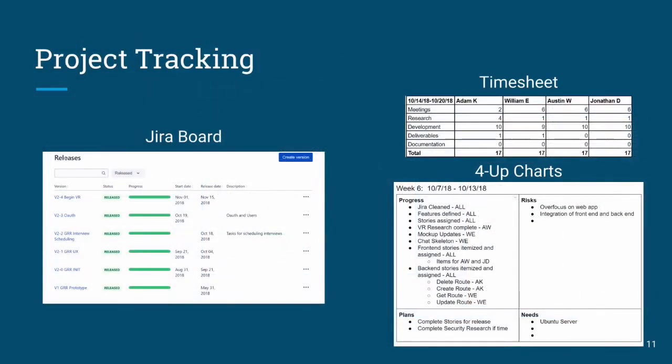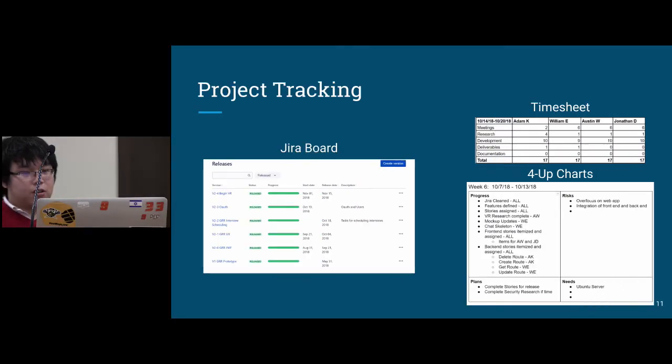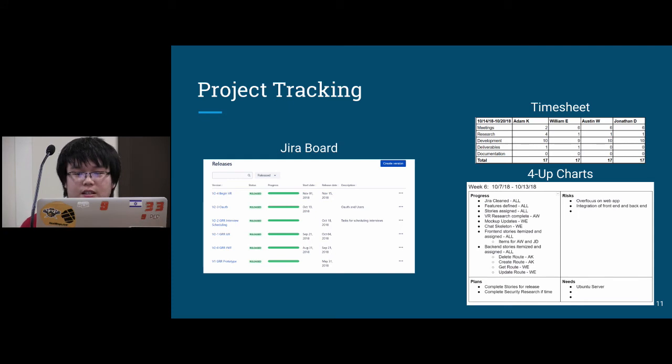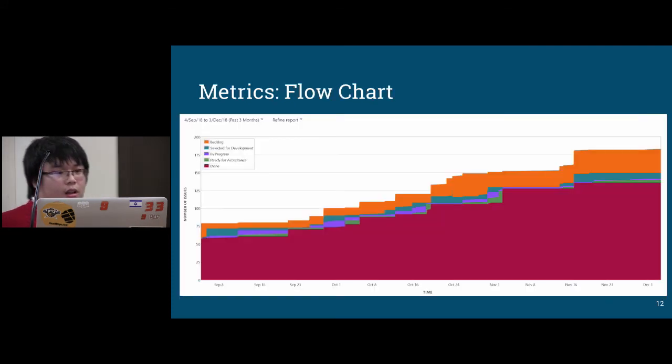So for project tracking, we used a couple things: timesheets and 4-up charts we all used. We used the Jira board. This was inherited from the previous team, and after a little bit of research, we decided this was the best thing for us to use. It did take us some time to learn how to utilize Jira to the fullest, as you will see later for our metric tracking, but we plan on improving this for the second semester to track time spent on stories and tasks.